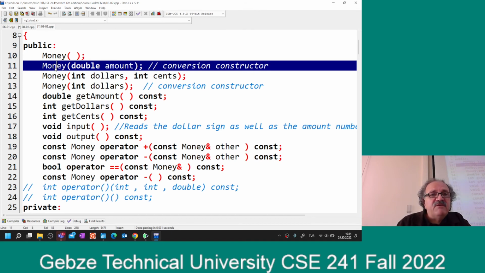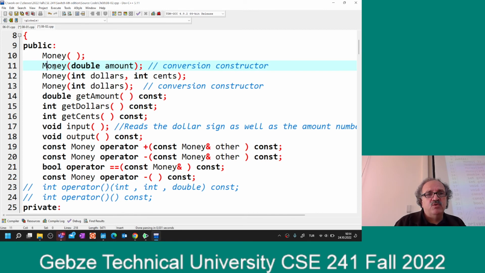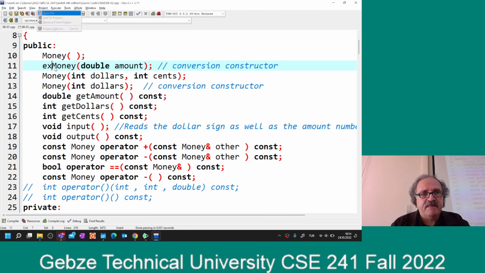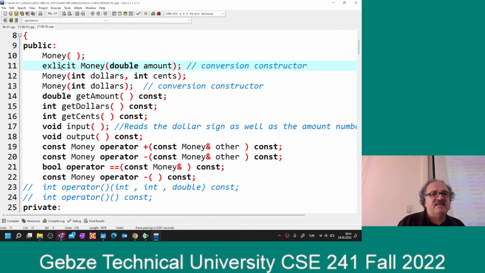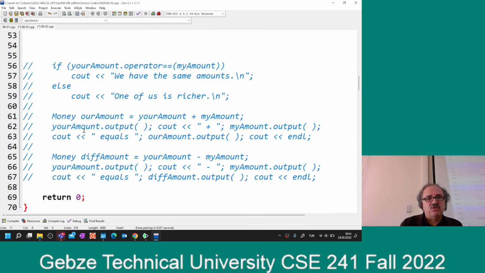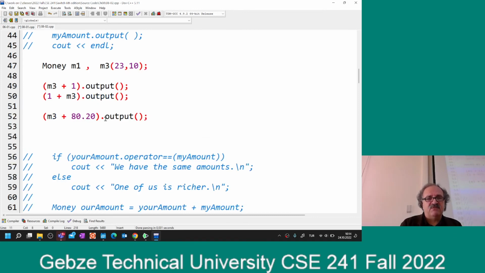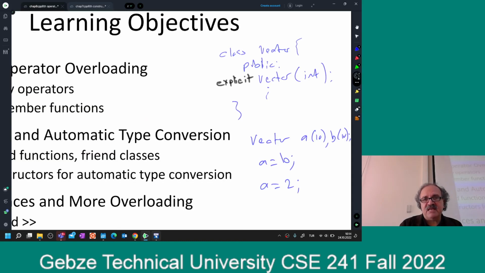But if I don't want this to happen, you put explicit in front of it. So this kind of automatic type conversion from double to a money will be prevented, if you don't want it. So you might say, what is wrong with this? I mean, this looks nice. Why do I prevent this? Well, in this case, you don't prevent it. This looks nice.